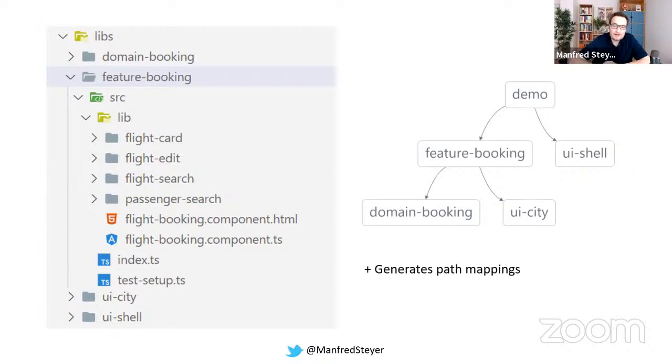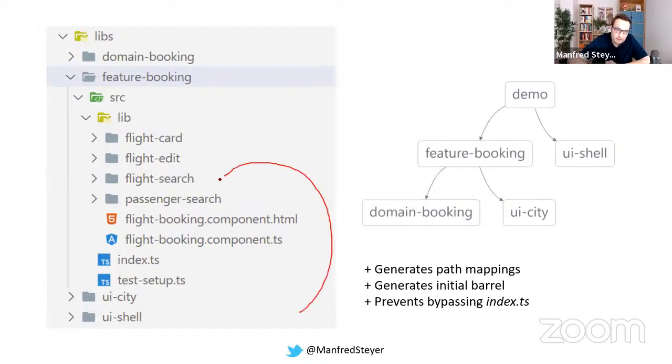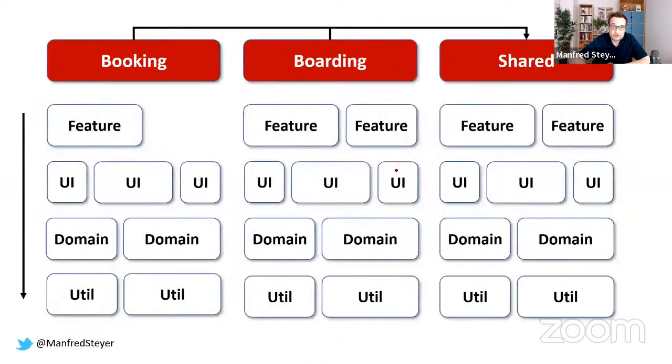You also get another bunch of features like path mappings being generated for you. You get an initial barrel, an empty index.ts, and bypassing the index.ts is prevented by linting. So you cannot say, well, I'm grabbing directly into the private area of this module. No, linting will forbid this. Instead, you can enforce people to always go via the index.ts. And so you only get what's exported for you.